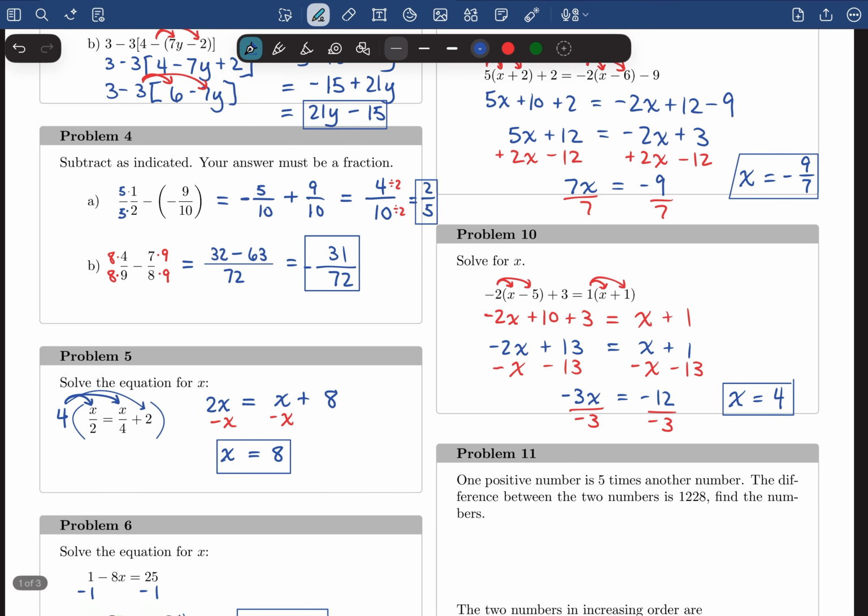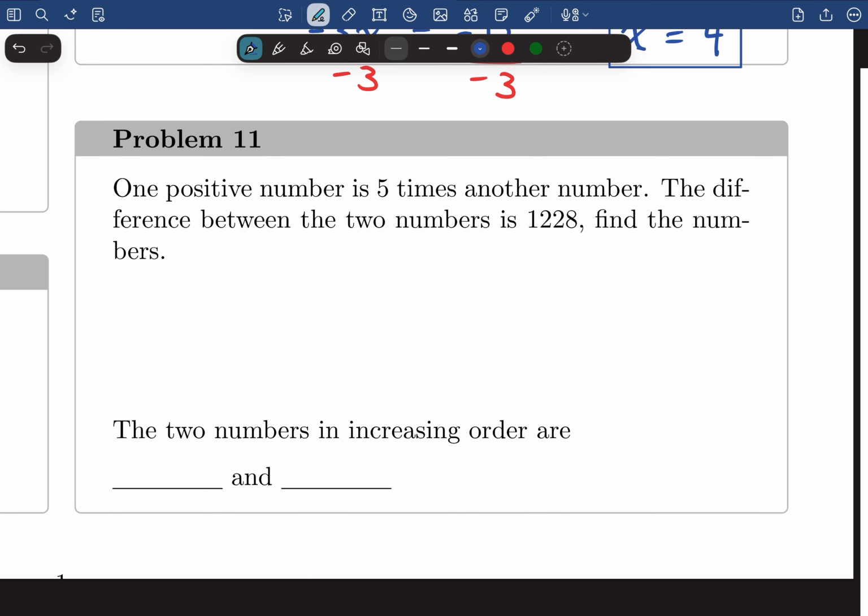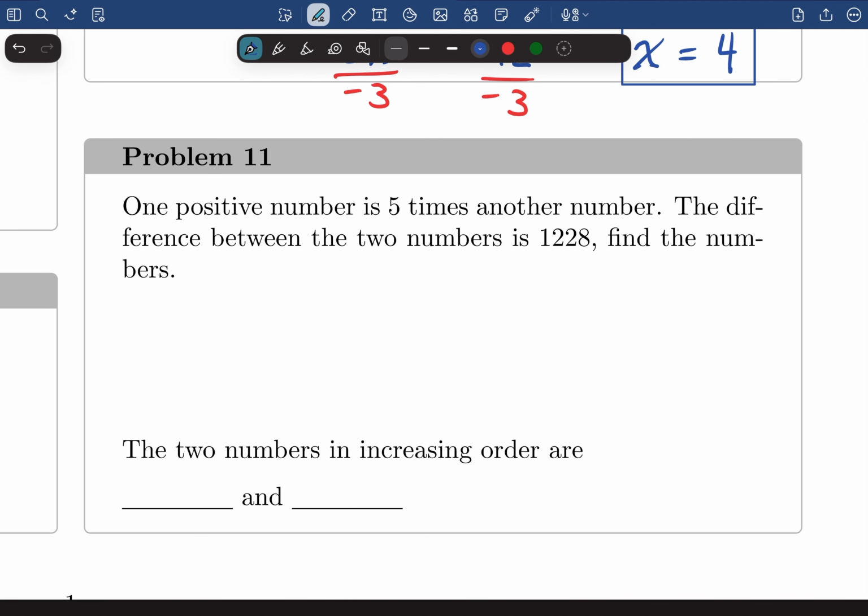Moving forward to problem number 11. One positive number is 5 times another number. The difference between the two numbers is 1,228. Find the numbers. So we're encountering word problems where we have to create an equation, and we have to solve it for the variable from the word problem. So let's just begin one sentence at a time.